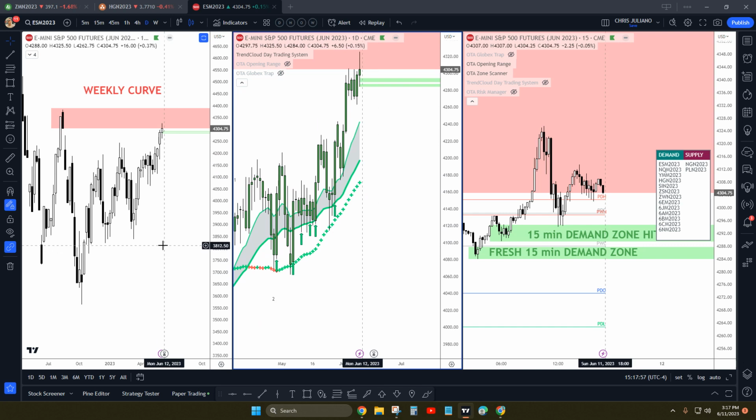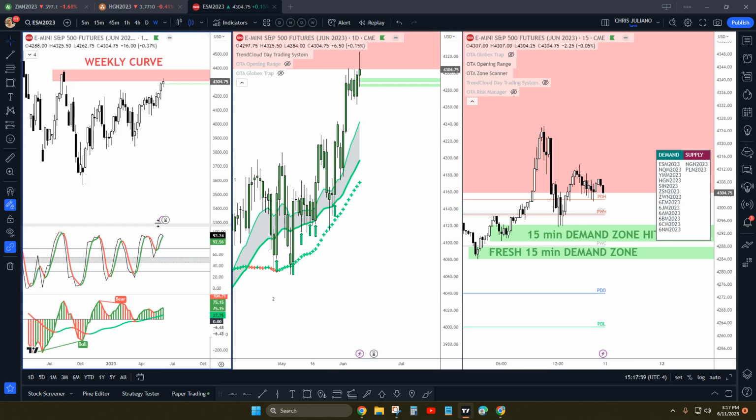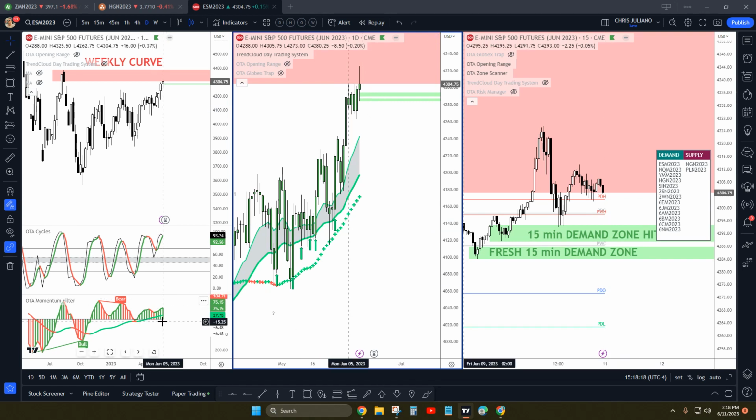Okay. Now, also on the higher time frame, I use the momentum filter. There you go, OTA momentum filter. That's pointing up. We're cycling up on the weekly chart into this level of supply. Okay, easy peasy. The daily chart is in an uptrend, and that matches our momentum on the high time frame. Okay, great. We like that.